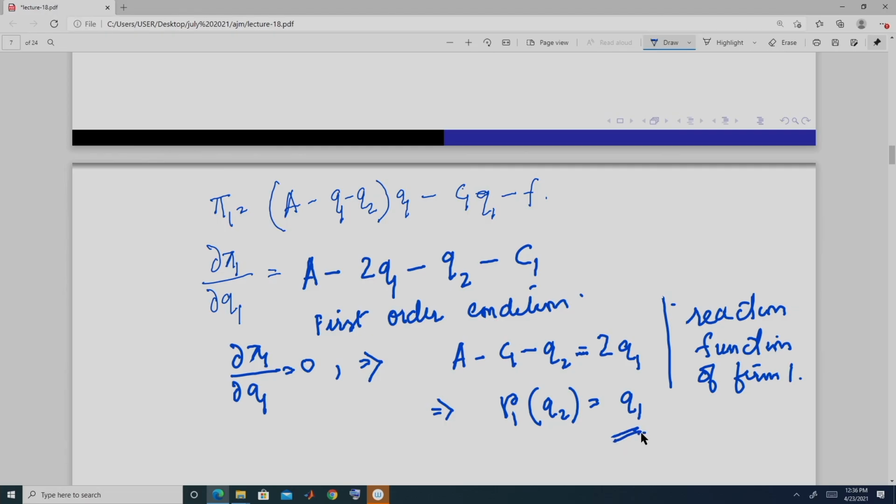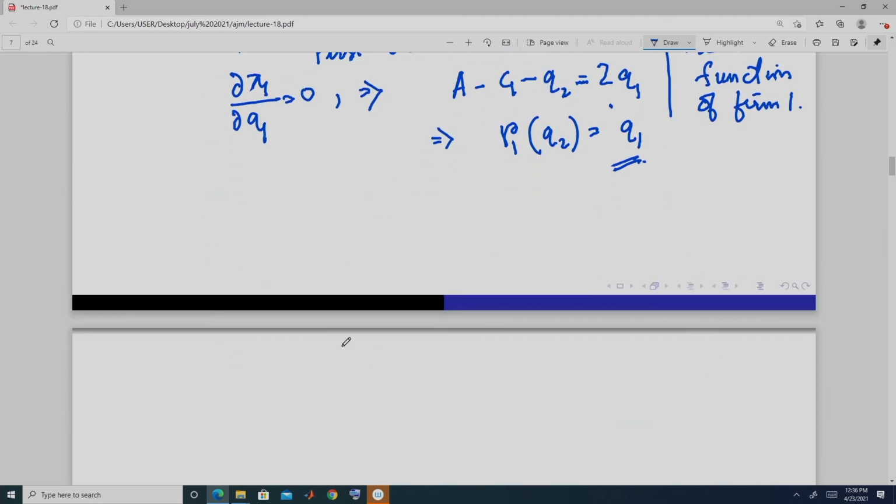So, it means if firm 1 takes some level of output of firm 2 as given, then what is the optimal output it should produce? It is given by this function. So, that is why it is called the reaction function. If firm 1 believes that firm 2 is going to produce Q2 amount, then what is optimal for firm 1? It is given by this function. So, this is the reaction function.